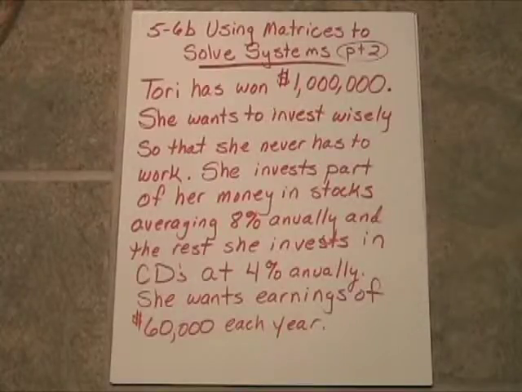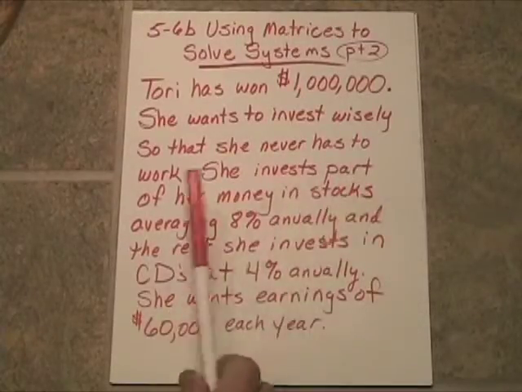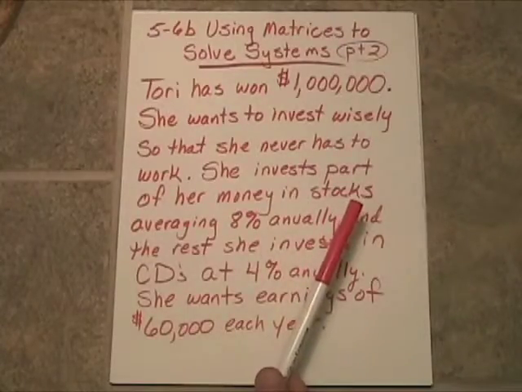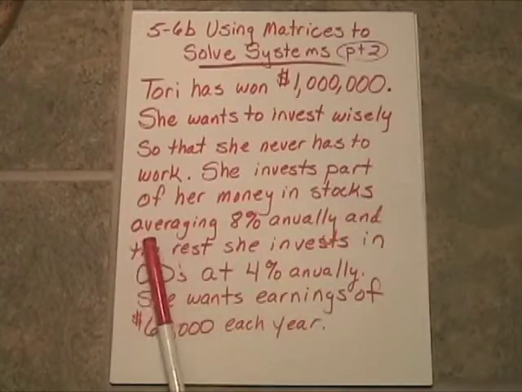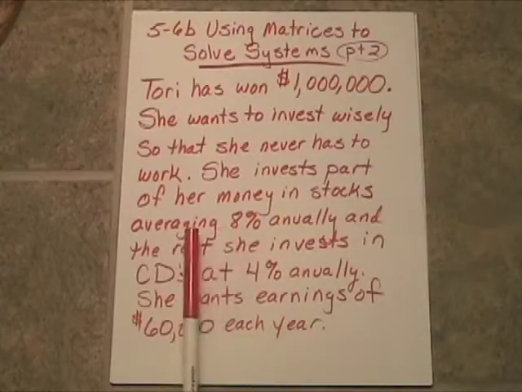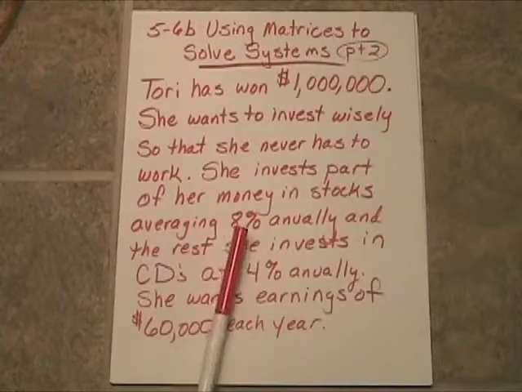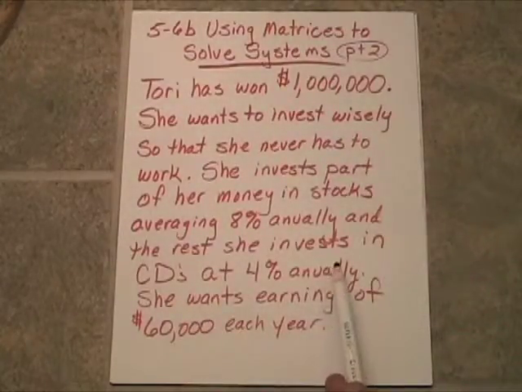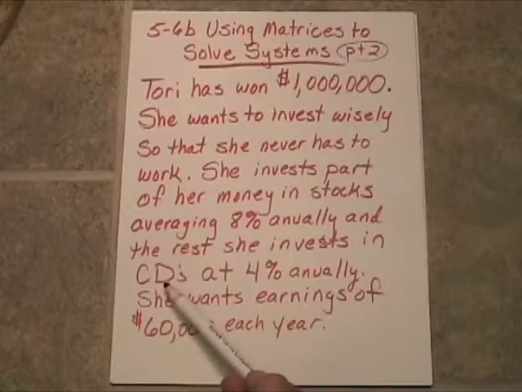She's going to put part of her money in the stock market. Very, very conservative stocks. And they are going to average, based upon the last 10 to 20 years, an average of 8% annually. Now, the rest of her $1 million, she's going to invest in certificates of deposit.